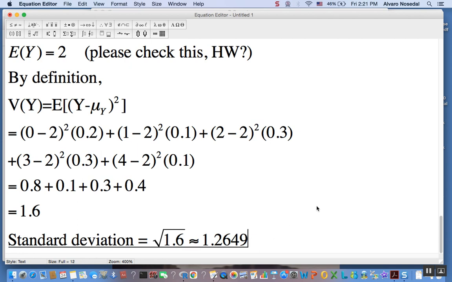Now, again, let me remind you why people care about this measure of variability. Because the standard deviation is measured in terms of the same units as the original random variable.